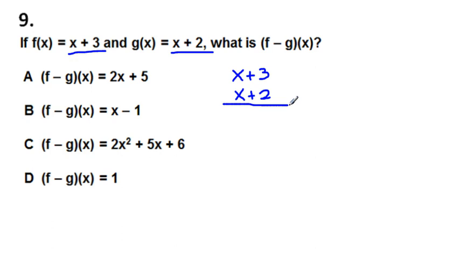In subtracting, I'm going to put a little subtraction sign here to the side. x minus x equals 0. And 3 minus 2 equals plus 1.